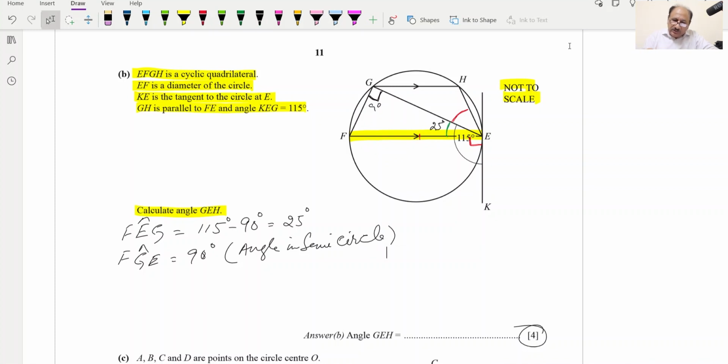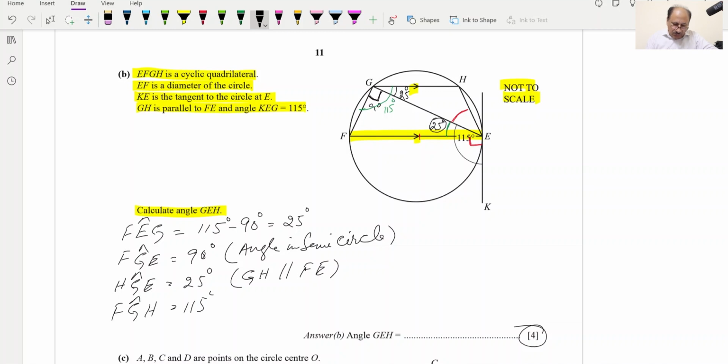As we know that FE is parallel to GH, because these two are parallel to each other, this angle we can safely write 25 degrees. So we can write HGE is equal to 25 degrees, and we can write GH is parallel to FE. So now this complete angle will be 90 plus 25, which is 115. So we can write FGH angle will be equal to 115 degrees.